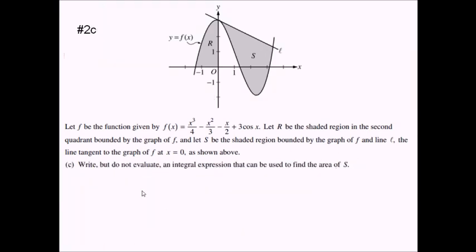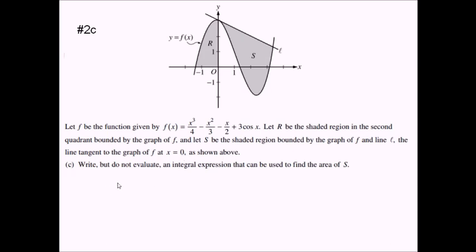For this problem, I want to write but not evaluate an integral expression that I could use to find the area of S right here. So to do this, my general strategy, I need to get a formula for this tangent line L, and then I need to subtract f of x from L inside an integral from 0 to, well, whatever this intersection point is. So let's start by getting that formula for the tangent line. So in general, that's just f of a plus f prime of a times x minus a, but a in this case is 0.